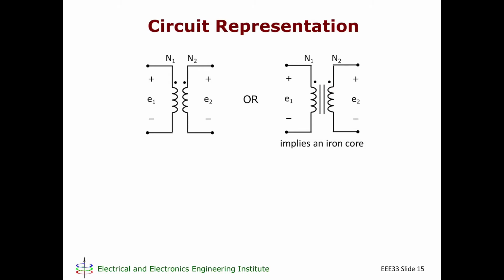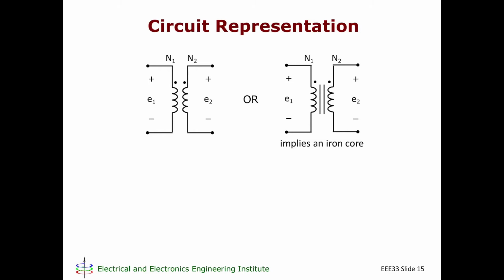A transformer may not have an iron core. It may have a different material for its core. In fact, there are transformers that have an air core. The magnetic coupling is through the air, but it is impossible for such a transformer to be treated as ideal. It will be far from ideal.